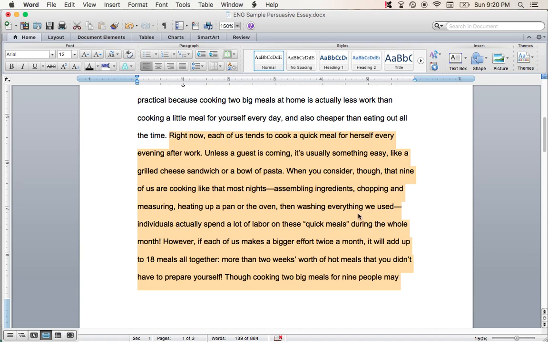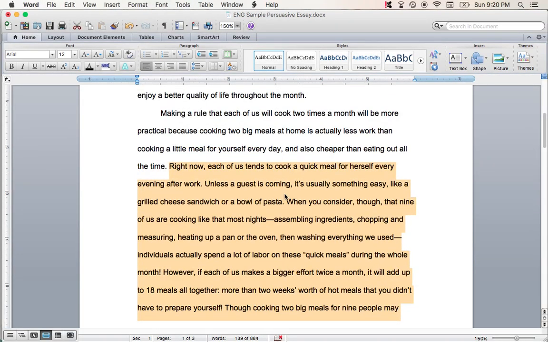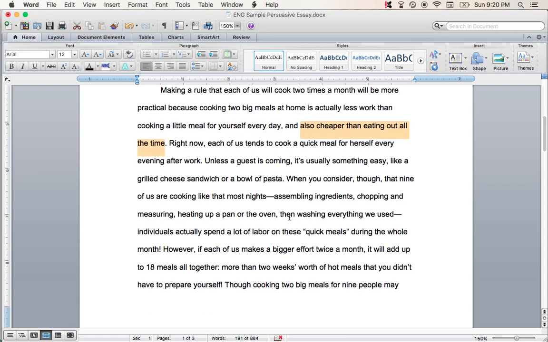most of the paragraph, have been helping to prove this basic idea that we saw in the topic sentence at the beginning of the paragraph, which is that making this rule will be more practical because cooking two big meals a month is actually less work than cooking a little meal for yourself every day. Right? All of that helps us to understand and agree with this part of the idea of the paragraph. So it's more practical because it's less work, and according to the topic sentence, it's also cheaper than eating out all the time.